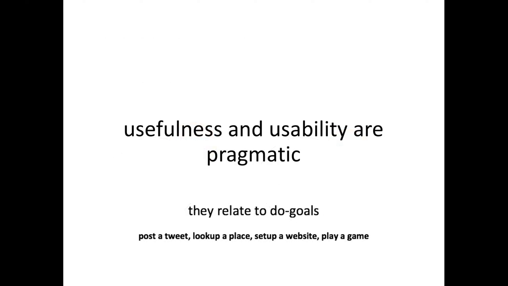What does it mean? So usefulness and usability are mostly pragmatic qualities. This means that we focus on to-do goals, we focus on the product, we focus on our system, and we try to find out what does work, what doesn't work, what are the errors, and we look for specific things to fix.